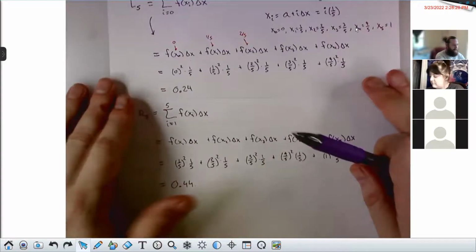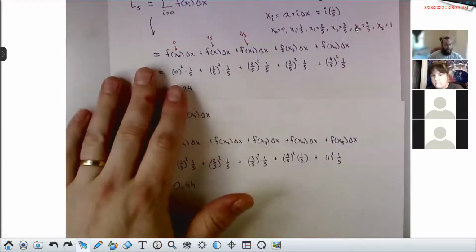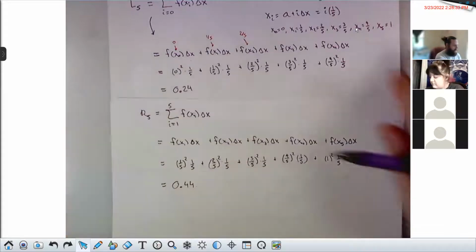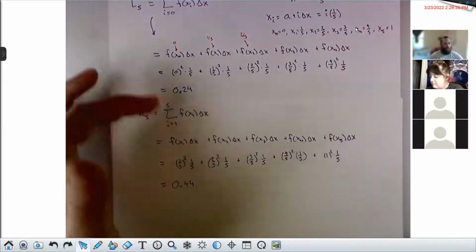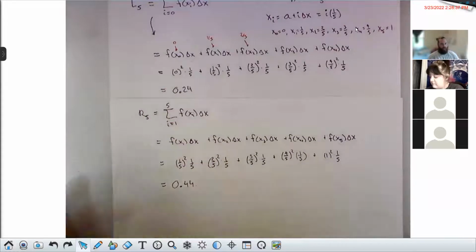So we made the observation that the actual area bounded by this curve from 0 to 1 is probably between 0.24 and 0.44. One of these is likely an overestimate and the other is an underestimate.